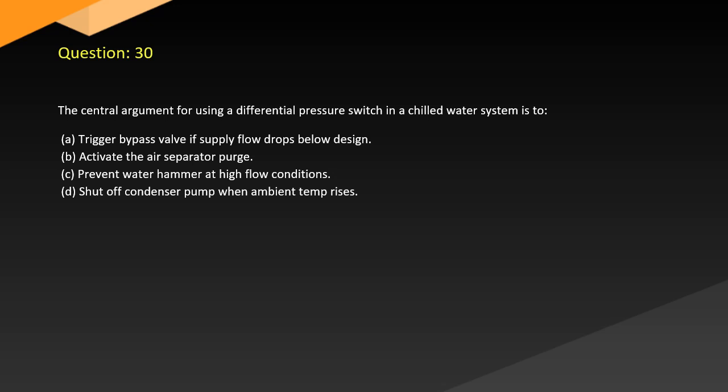Question 30. The central argument for using a differential pressure switch in a chilled water system is to: A. Trigger bypass valve if supply flow drops below design. B. Activate the air separator purge. C. Prevent water hammer at high flow conditions. D. Shut off condenser pump when ambient temp rises.